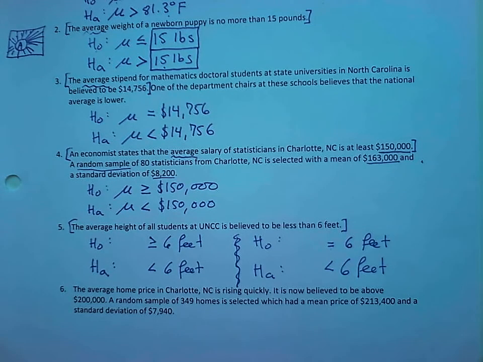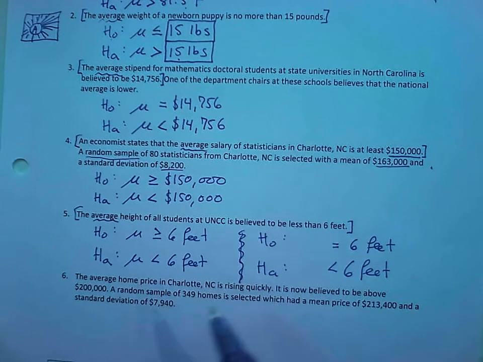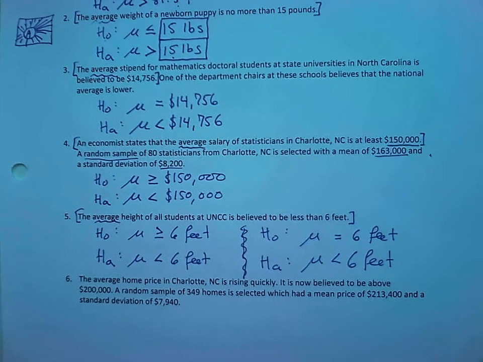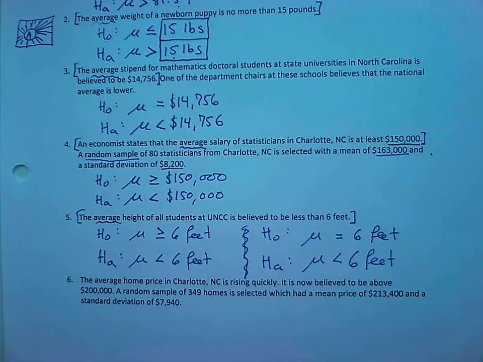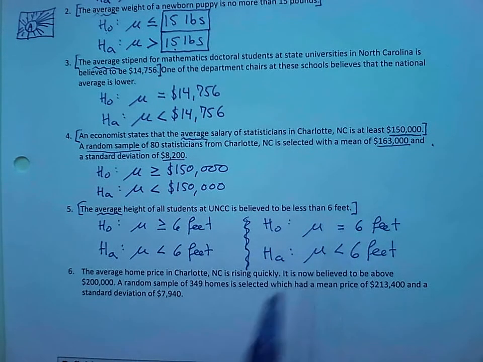I'm going to say something else about number 5. The last question we need to ask ourselves is, what is our parameter of interest? Again, here we're dealing with the average, so the symbol we're going to use is mu. Let's talk about number 5 for a second. Both of these symbols for our null hypothesis are correct for our course.